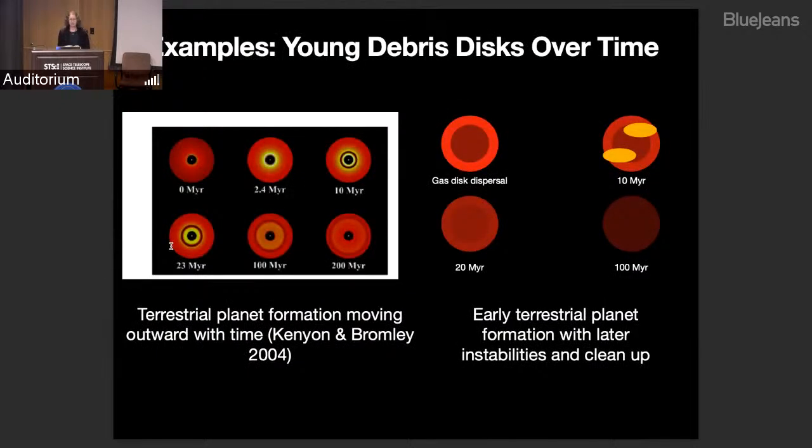So a couple examples of what we might see if we're looking at, for example, young debris disks over time at some different ages. In a more classic theory of coagulation of planetesimals and giant impacts, we might see the formation zone marching outward with time. Alternatively, we might see that there's an era, a universal era of terrestrial planet formation that gets triggered by the gas disk dispersal. So we see tons of dust at really young ages, and then everything's pretty quiet after that. And all the planet formation is happening across the disk instead of moving radially outward.